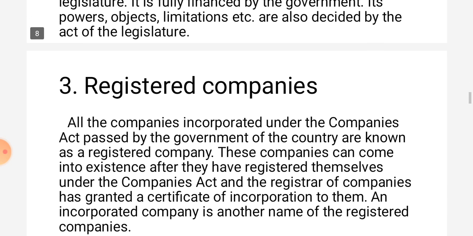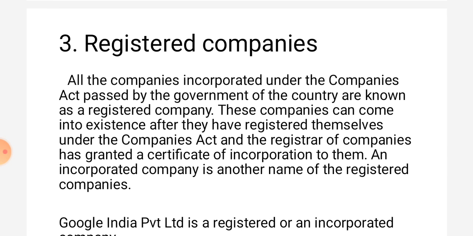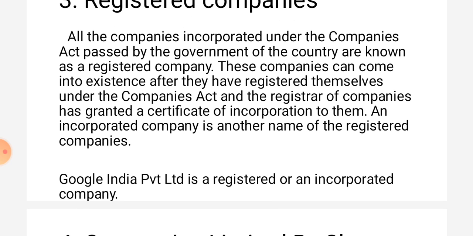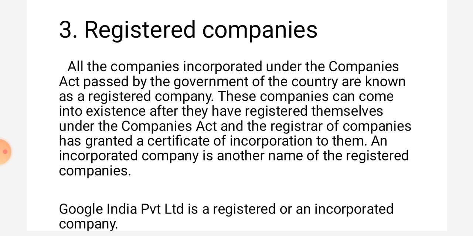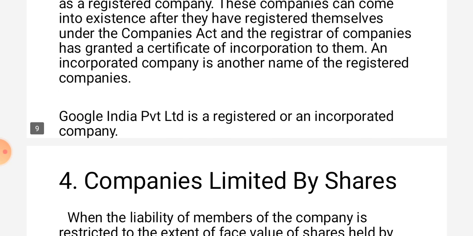Now about the registered companies. Registered companies means all the companies incorporated under the Companies Act passed by the government of the country are known as registered companies. These companies can come into existence after they have registered themselves under the Companies Act, and the Registrar of Companies has granted a certificate of incorporation to them. An incorporated company is another name of the registered company. So Google India Private Limited is a registered or incorporated company. Just it is an example. So any company which is registered under the Indian Companies Act is considered a registered company.